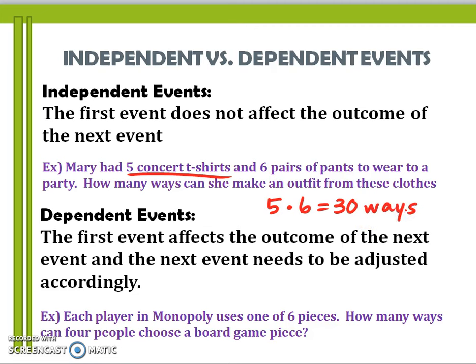And then in a dependent event, we'd say that the first event actually does affect the outcome of the next event, and the next event needs to be adjusted to reflect that first event. So in this case, each player in Monopoly uses 1 of 6 pieces. How many ways can 4 people choose a board game piece? Well, the first guy that picks, he can choose from all 6. All right, then the next person can choose from 5, and the next person can choose from 4, and finally 3. When you multiply those together, I got 360 here just so you know, 360 ways, each subsequent outcome is affected by the original picker, the person that came before them.